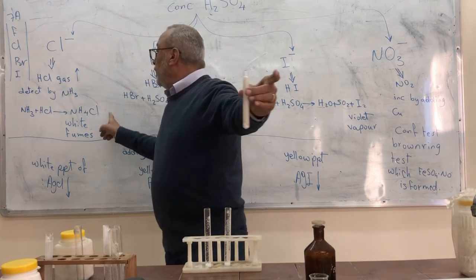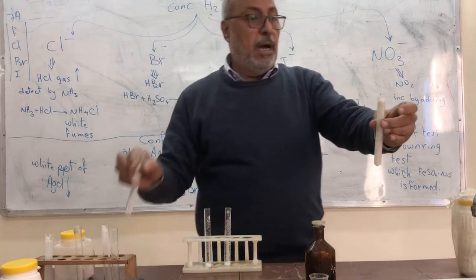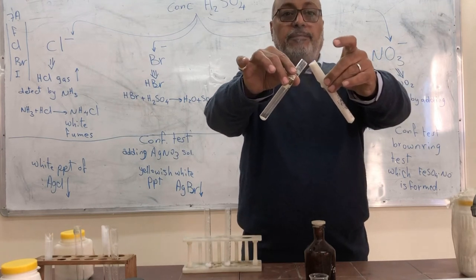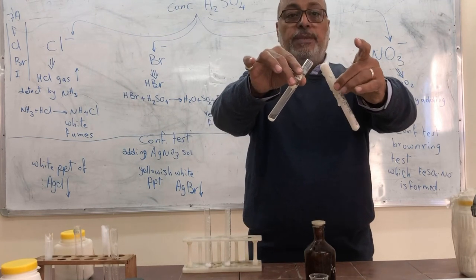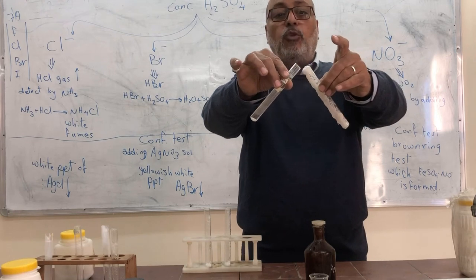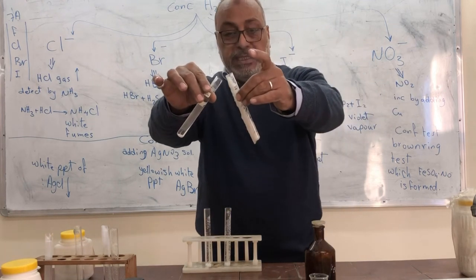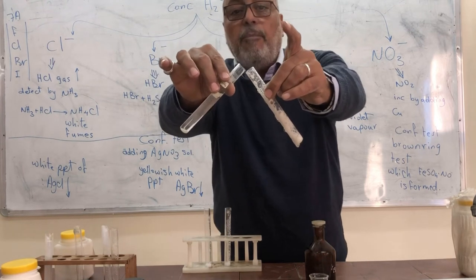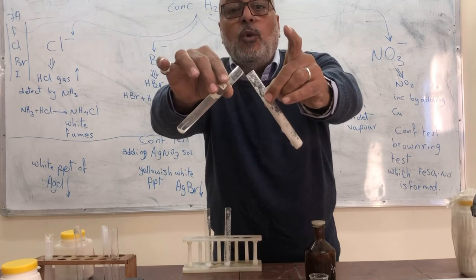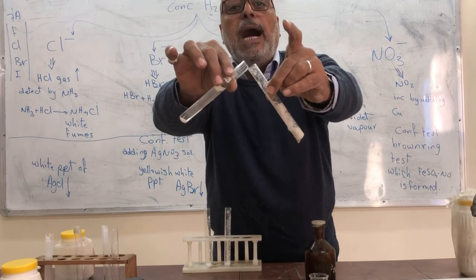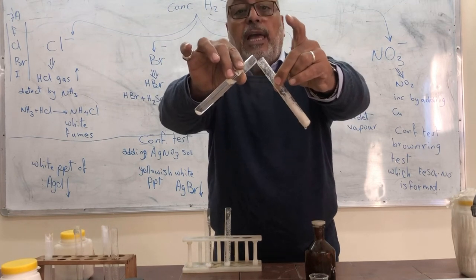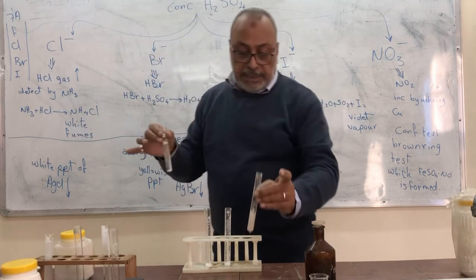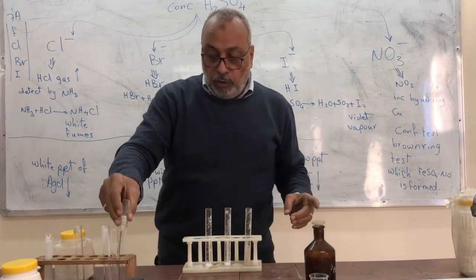To detect the presence of the gas, we use ammonia. It will form white fumes. White fumes of ammonium chloride will form as HCl gas evolves and ammonia reacts with HCl to form ammonium chloride. White fumes appear. That is the first experiment for HCl.